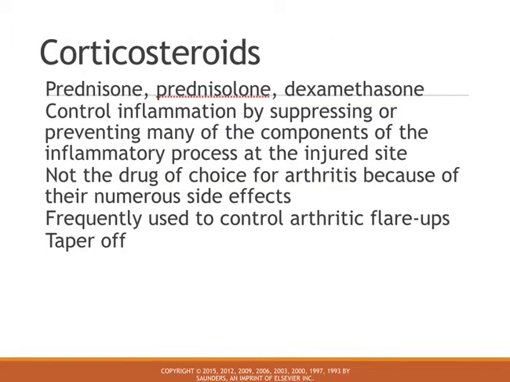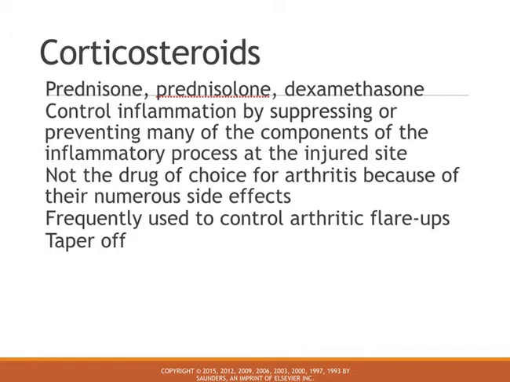So that brings us to corticosteroids. Some examples are prednisone, prednisolone, dexamethasone. They all end in that "-one." How they help is they control inflammation by suppressing or preventing the inflammatory process. It's not a great drug of choice for osteoarthritis or rheumatoid arthritis because these have a lot of side effects. They are frequently used to control acute flare-ups. So we'll give them a dose for a few days and then we'll taper it off. This shouldn't be used chronically.